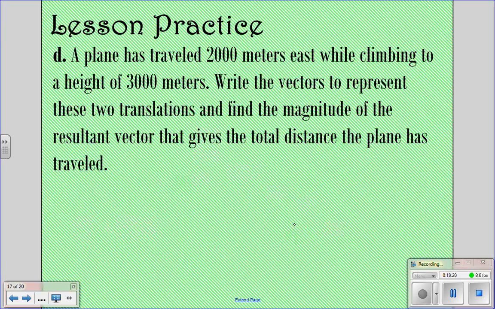Looking at another one, we have a plane that's traveled 2,000 meters east. So that's going this direction. And then it climbed a height of 3,000. Let's go in that direction. So this height is 3,000, and the bottom part here is 2,000. And we want to find the magnitude and the direction, the magnitude that gives the total distance, which is here.